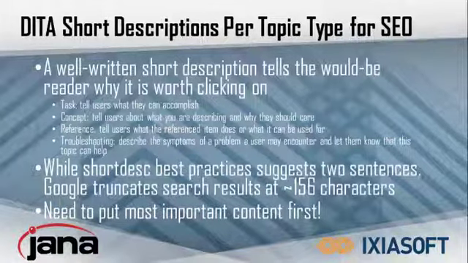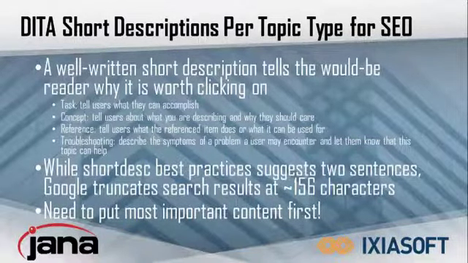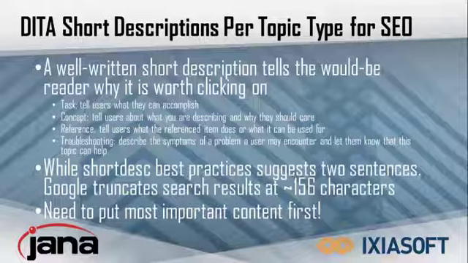Okay, so you really do want to have short descriptions per topic type to help with things like SEO. Here's what you need to think about. A well-written short description will tell the would-be reader why it's worth clicking on. And we're harping on this point, I realize we've mentioned it a few times, but coming down to the specifics, for task topics, you want to tell users what specifically they can accomplish if they click on the topic. For concept topics, they should tell users what you are describing and also why they should care about it.